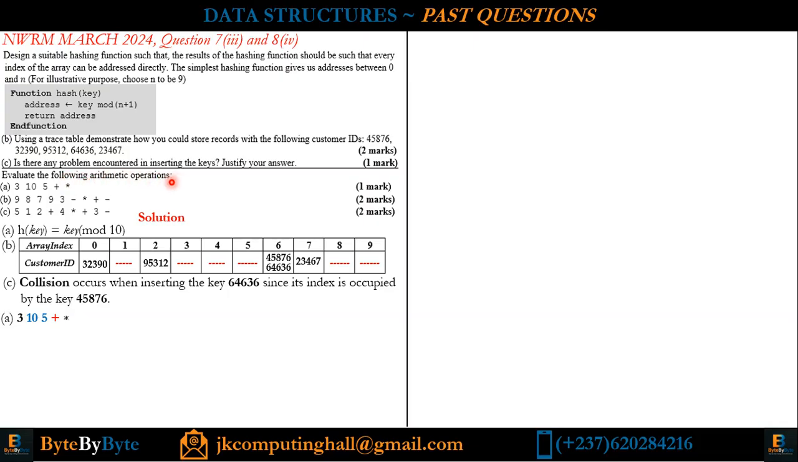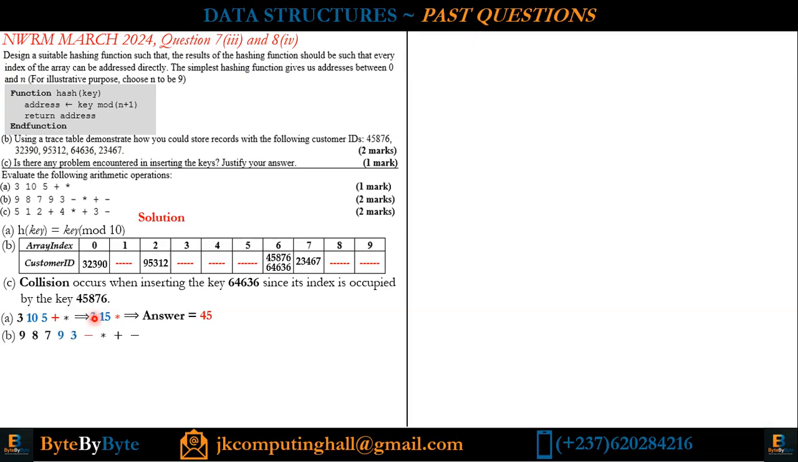evaluate the following arithmetic operation. As you can see, we are using sliding plus with 10 and 5. So 10 plus 5, 15. So we are now having 3, 15, star, and we apply star with 15 times 3 gives us 45. That's the answer for the first part.